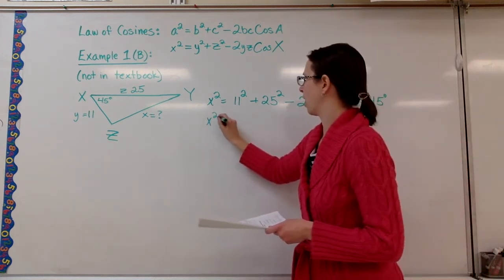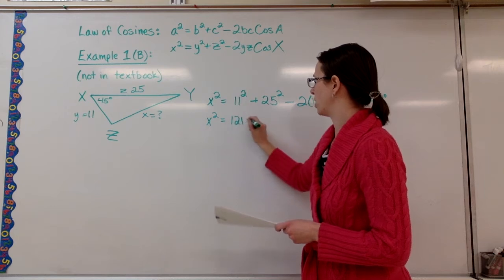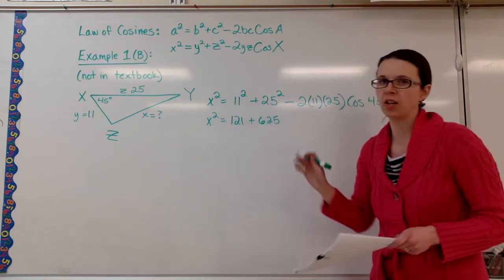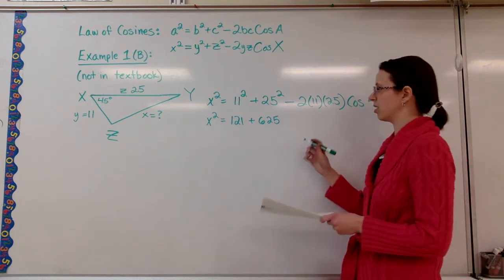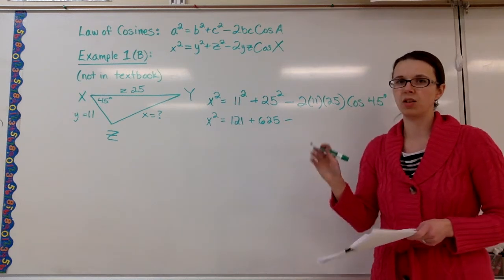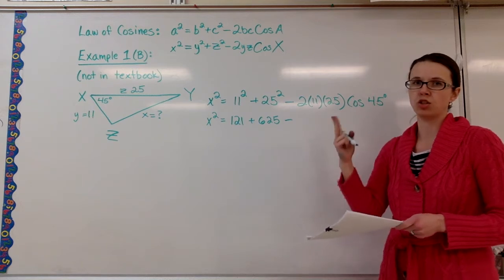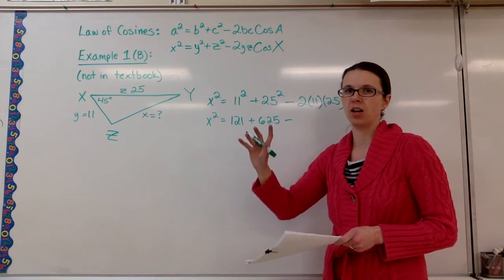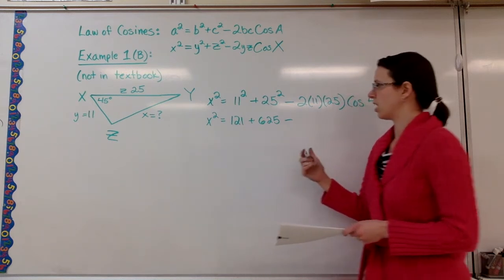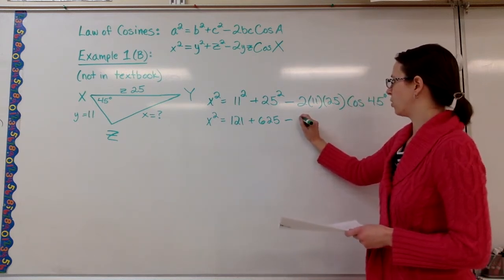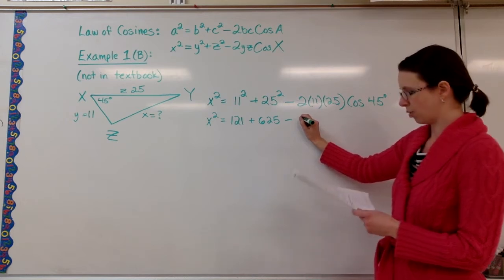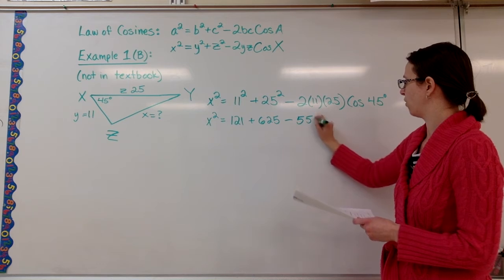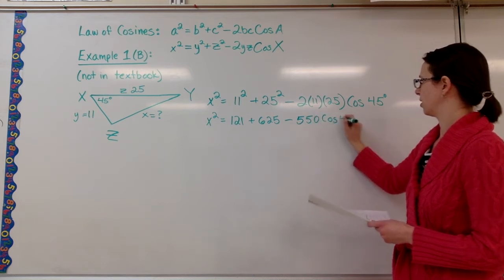We've got X squared equals, that's 121 plus 625. And again, you're going to use your calculator to find all of these little pieces. Or you can use your calculator to do it in really just 2 steps. And again, refer to that TI calculator screen shot video that I gave you as well. So that's going to be 2 times 11 times 25 comes out to be minus 550 in front of cosine of 45 degrees.